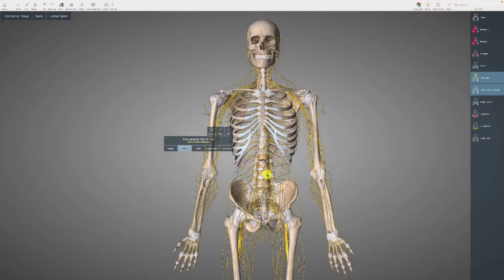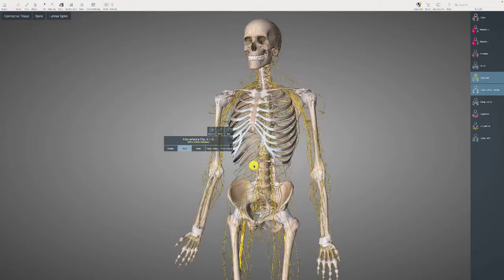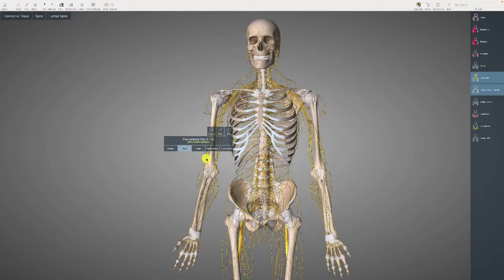I want to talk about a herniated disc. Let's first start off by defining what a herniated disc is. All the yellow that you see here is the nervous system, so all the nerves that run throughout the body, which is pretty amazing just to look at by itself individually.